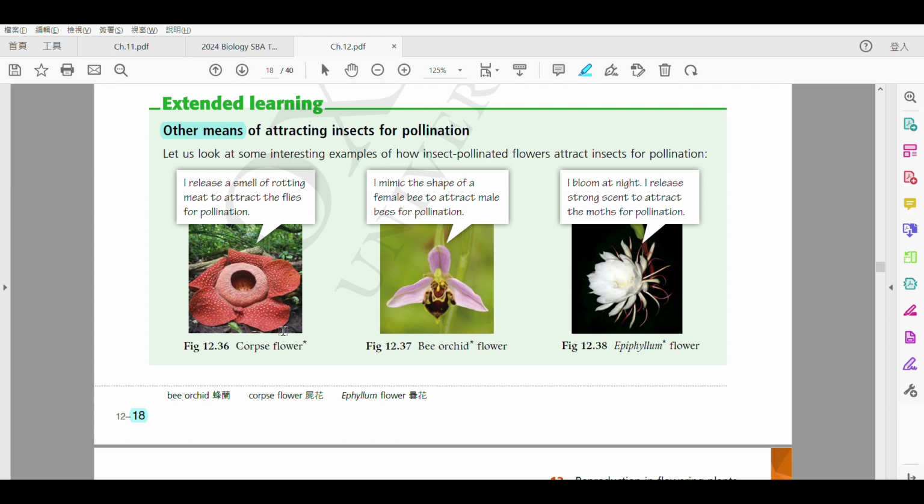So this one is a corpse flower. It depends on which Chinese name you are more familiar with. They have a rotting smell. Rotting means decaying. Some meat is decaying, and they give out the smell of decaying meat to attract flies. So they don't attract bees. Another one is very special. This one is called a bee orchid. Okay, read it: orchid.